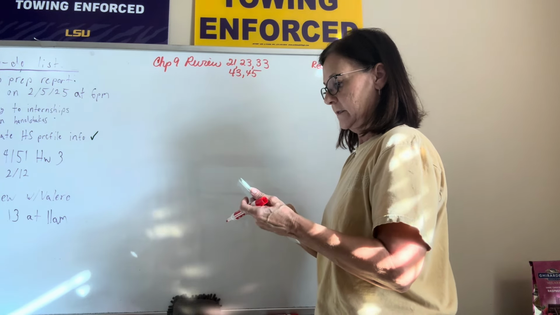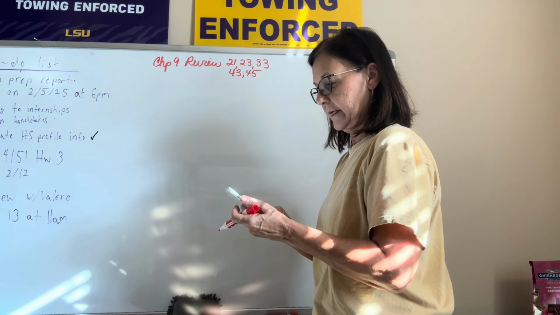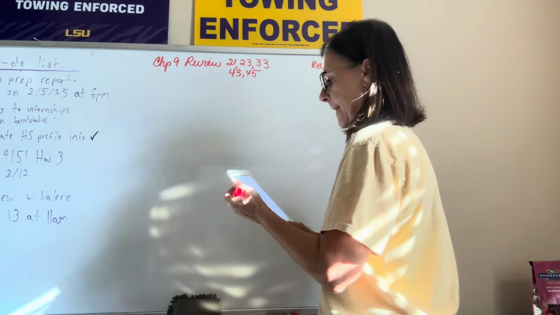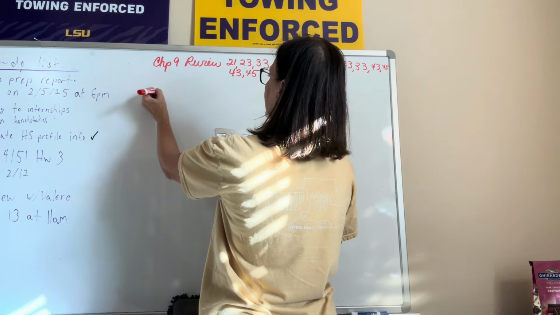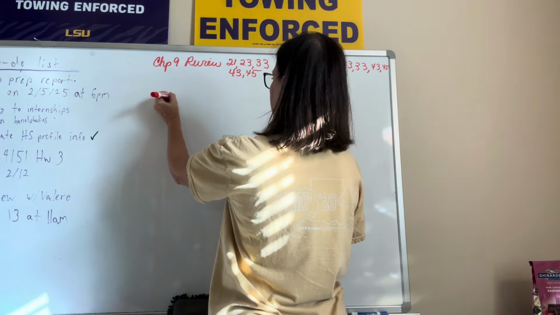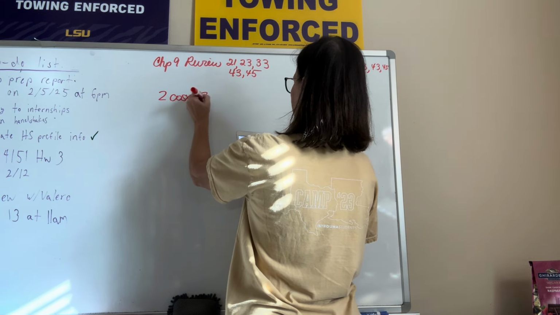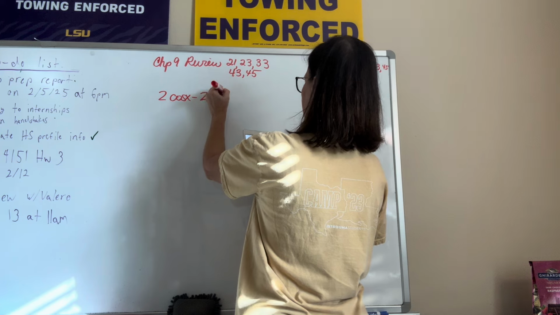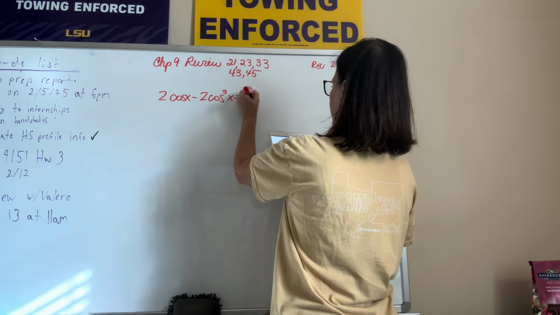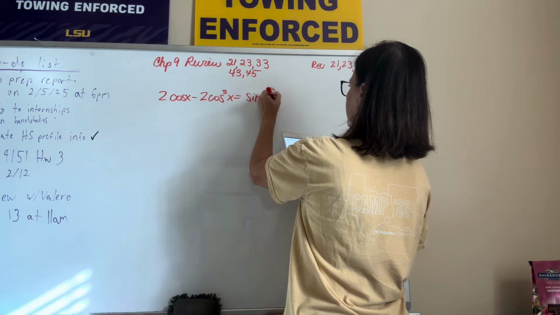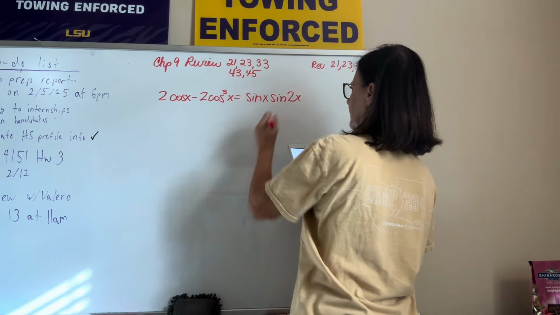All right, what is prove the identity? All right, 33. All right, 2 cosine x minus 2 cosine cubed x equals sine x sine 2x.